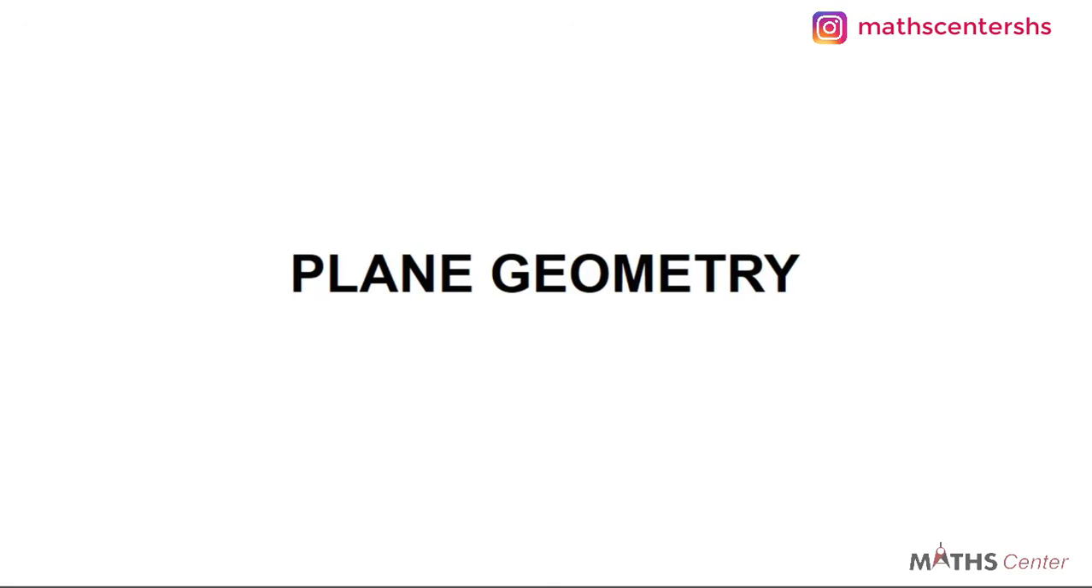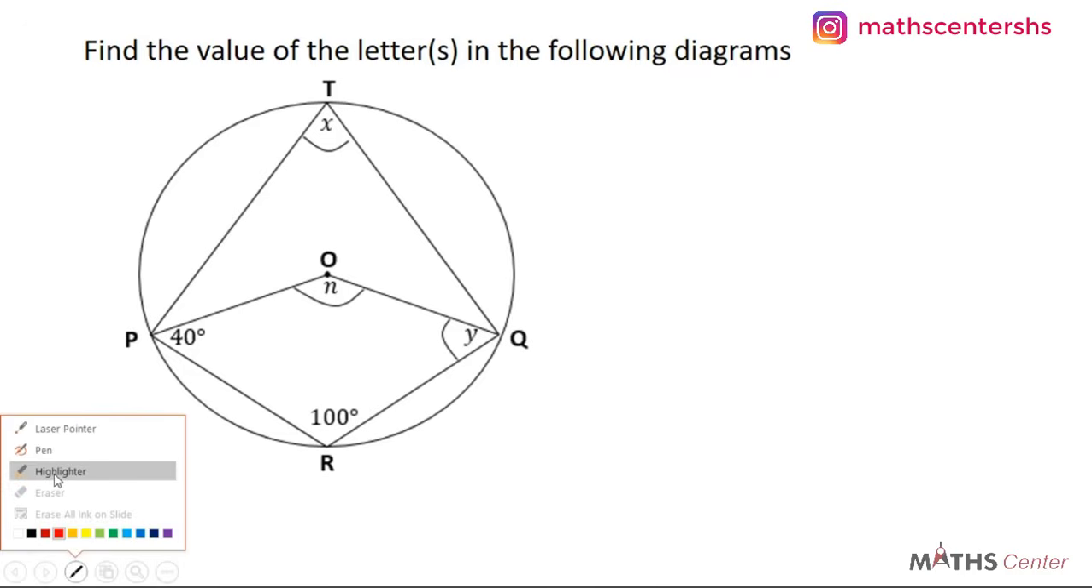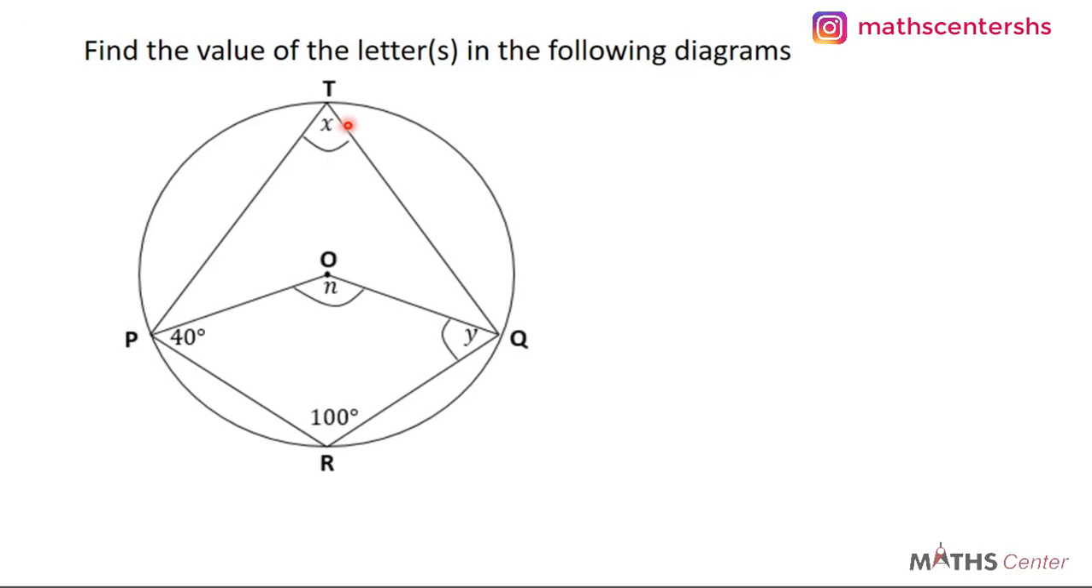We are still on the topic plane geometry. In the previous video, we saw some examples on finding angles in a circle. In this video, we are going to consider some more examples. So let's begin with the first one. Find the value of the letters or the letter in the following diagram. So here we have about 3 letters here. That is the letter S, the letter N, and the letter Y. So we are supposed to find the value of these letters.